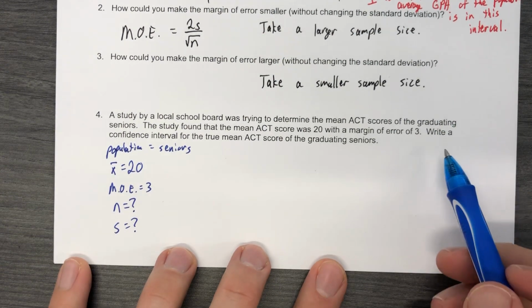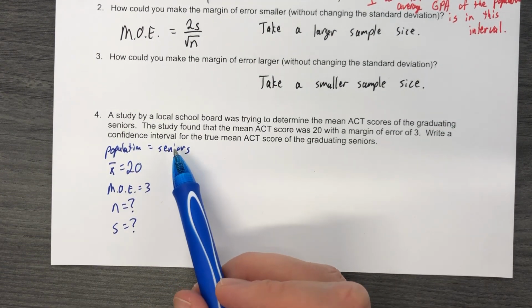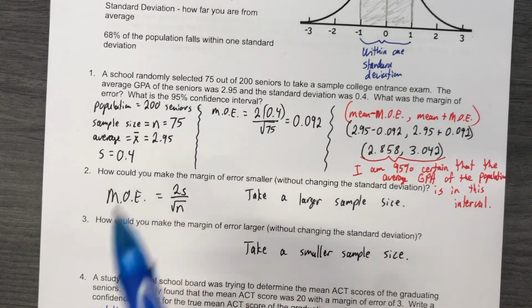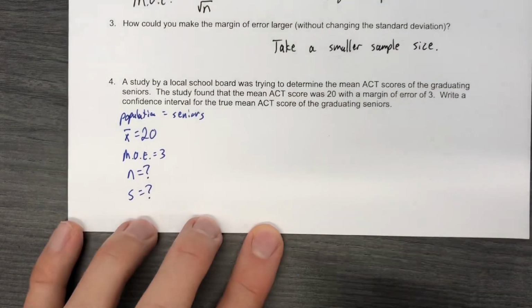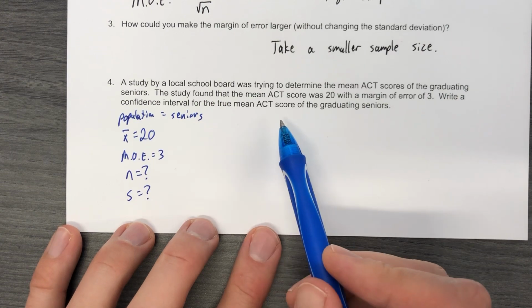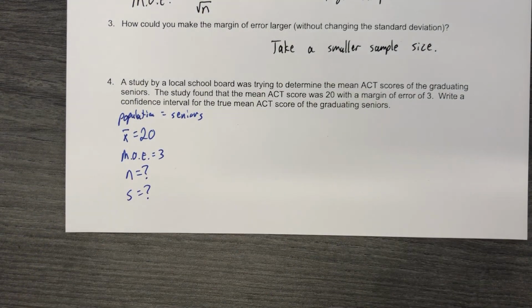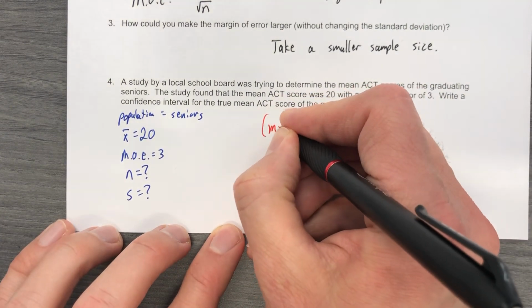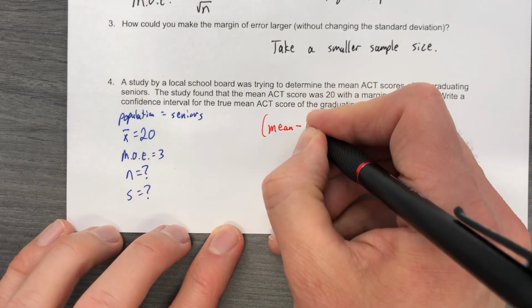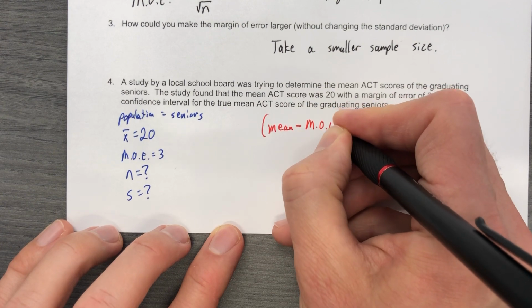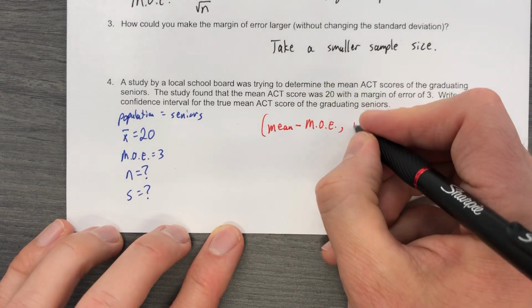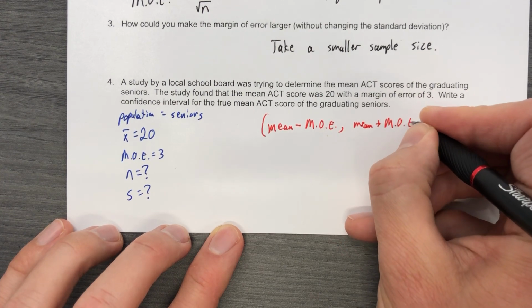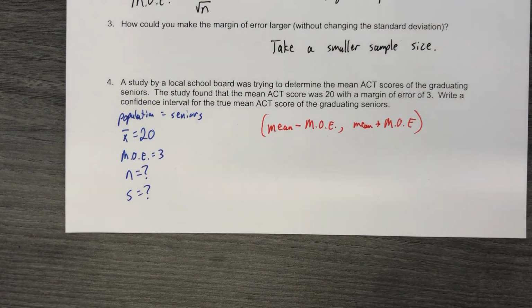And all they're asking is write a confidence interval. The implication is that it is a 95% confidence interval. That number's not in there, but the idea is there. Write a confidence interval for the true mean ACT score of the graduating seniors. So I'm going to waste a little bit of red ink, and I'm going to write it again. The mean minus the margin of error, and then the mean plus the margin of error. And that's going to give me my confidence interval.